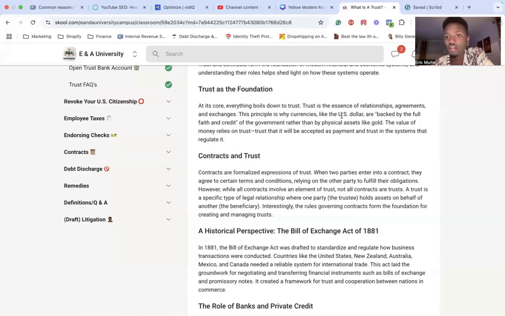money itself has no value, right? It's not backed by gold and silver. It's backed by faith, by full faith and credit. That's literally what the US dollar is. So the value of the money relies fully on trust. And the trust is that it will be accepted as payment, and trust in the systems that regulate it.